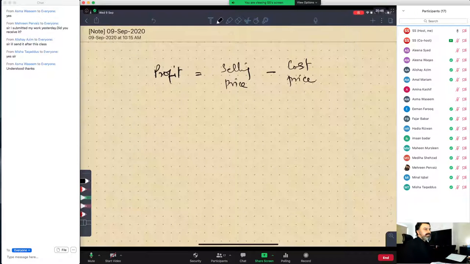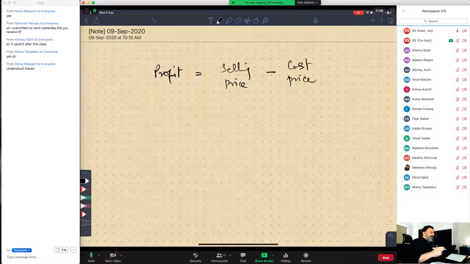If you want to calculate profit, you just have to compare the item that you are selling: how much did it cost you and how much you're selling it for. So the comparison between the two will always give you the profit. Asma, Alina Sayed, we don't understand? But we do, Asma and Alina, good.